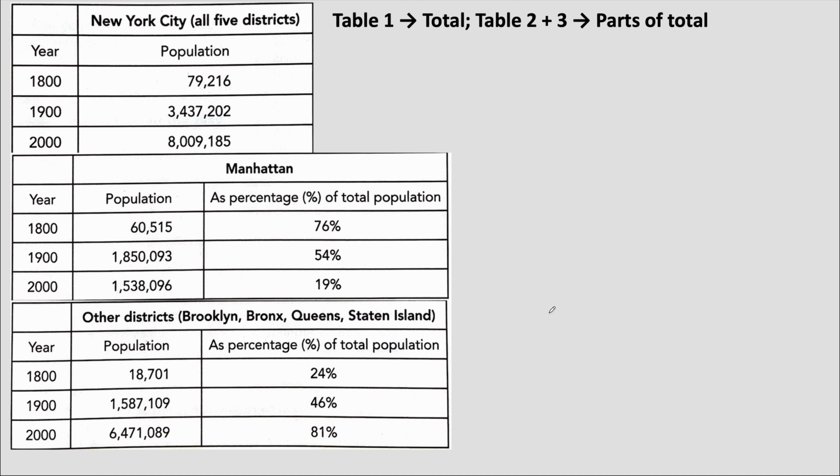So, all 3 tables show population numbers. Table 1 is separate because it shows the total population. Tables 2 and 3 are parts of this total. If we add the population figures from tables 2 and 3, we get the number shown in table 1.